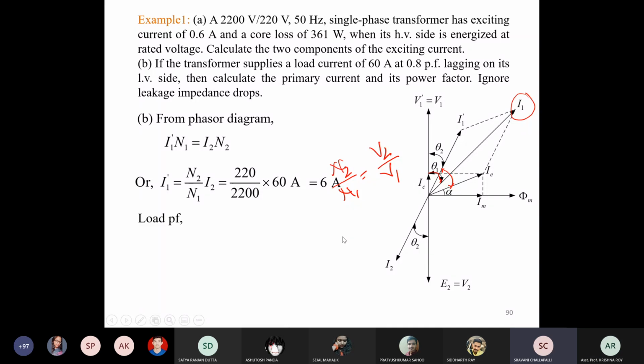Okay. Now load power factor is given, 0.8 lagging. So cos theta 2 is 0.8. From this calculate sin theta 2.